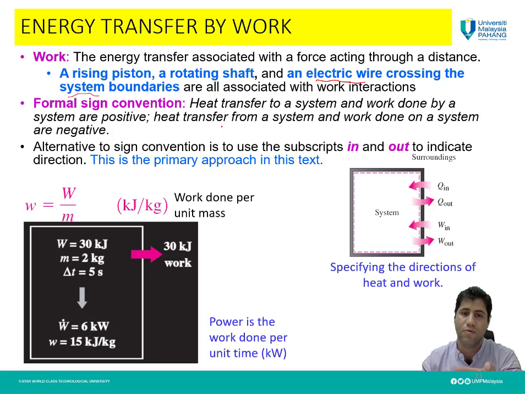When you do calculation to understand how much is the total, for example, energy transfer by system, if you write this sign incorrect, the total energy transfer may be different from what you calculate. An alternative to sign convention is to use the subscripts of in and out to indicate direction. This is the primary approach in this case. So usually we use Q in and Q out, W in, W out. You should bear in mind this method of using these subscripts. Heat going out from the system to surrounding, Q out, coming to system, Q in. So Q in positive, Q out negative, and W in, W out also.